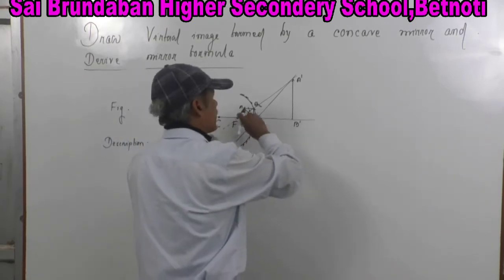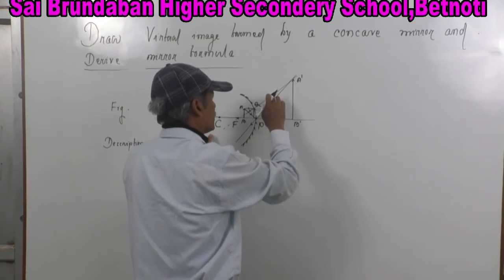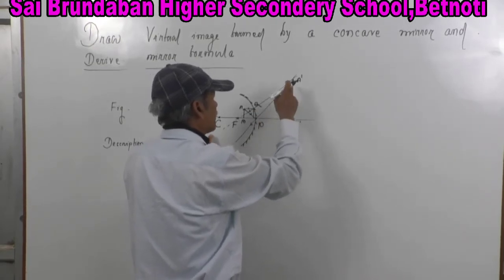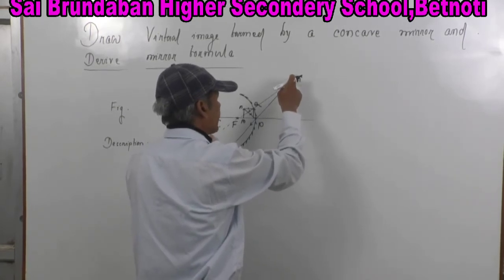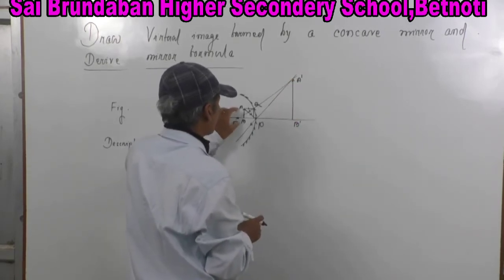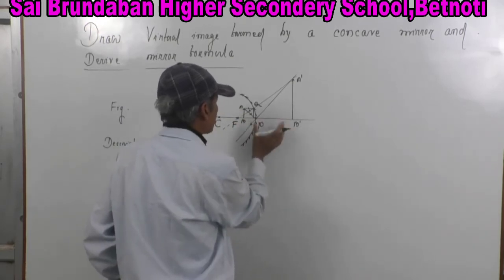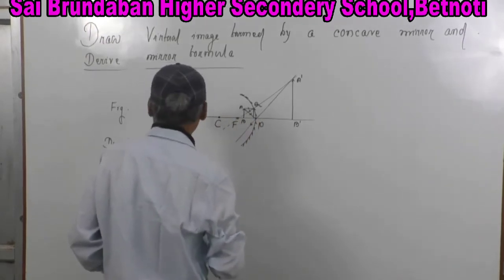So you just extend these rays. These two reflected rays are the virtual rays. Both the rays intersect at A dash. So the image formed is A dash B dash. This is the object distance. This is the image distance. This is the focal length, and this is the radius of curvature.